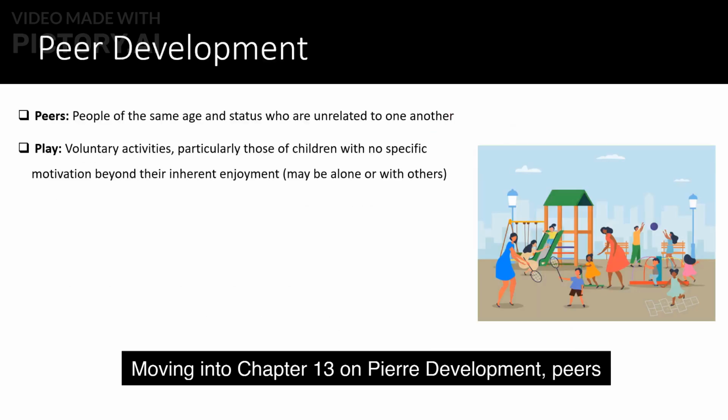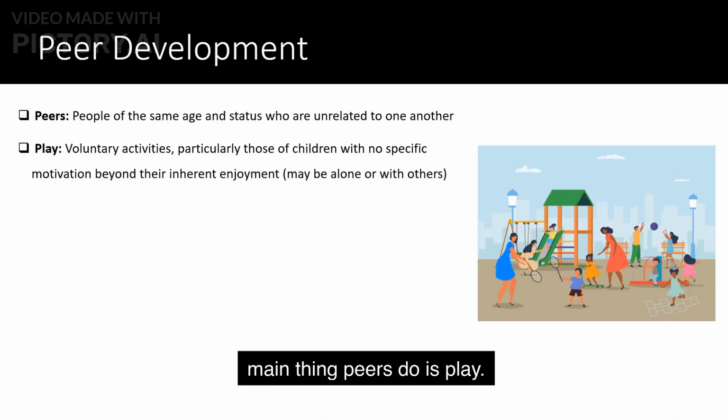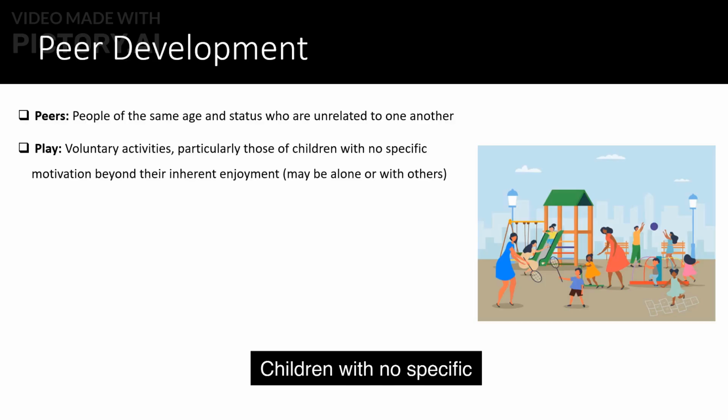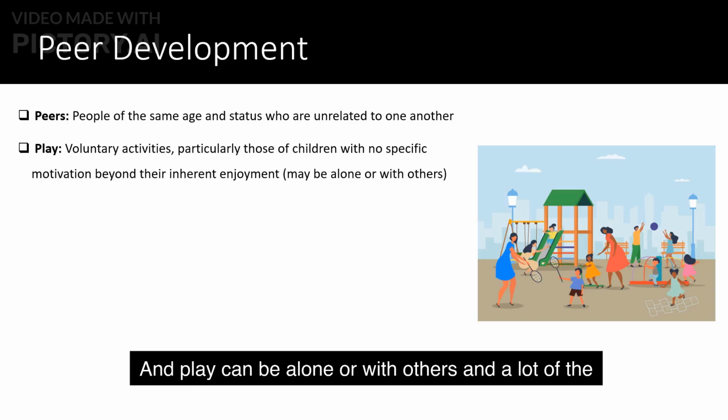Moving into Chapter 13 on peer development. Peers are defined as people of the same age and status who are unrelated to one another. And as children, the main thing peers do is play. Play refers to voluntary activities, particularly those of children with no specific motivation beyond their inherent enjoyment. And play can be alone or with others.